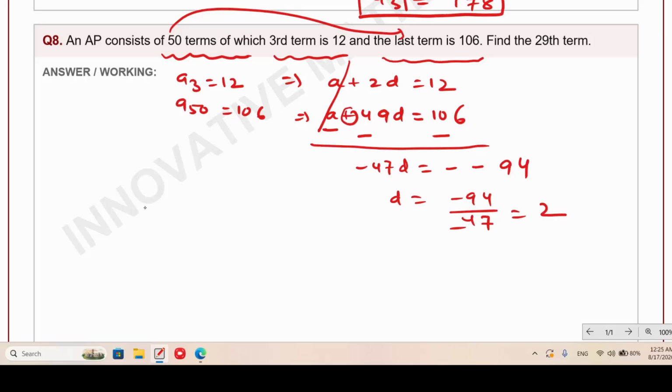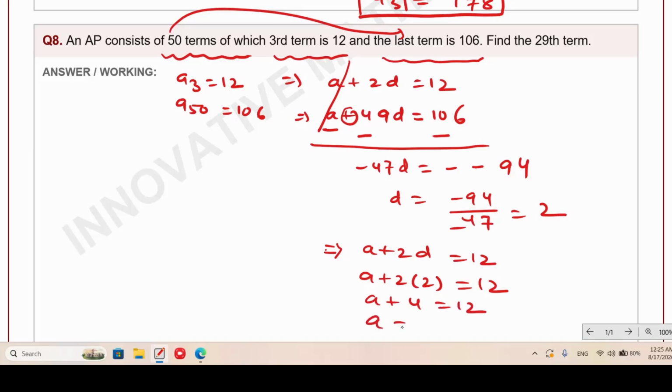Now the value of D is 2, so find the 29th term. First put the value of D here. You will get A plus 2D equals 12, and A plus 2 times 2 equals 12. So A plus 4 equals 12. So A equals 8. Clear?